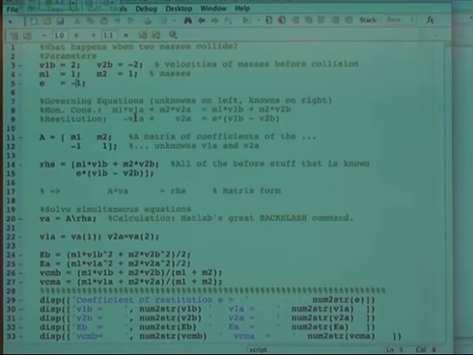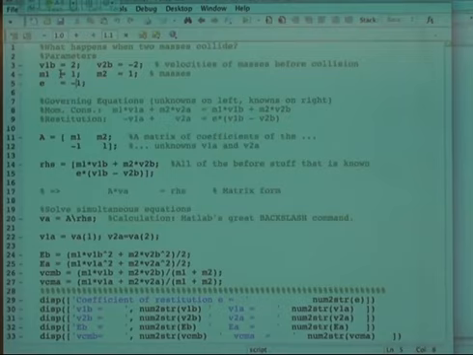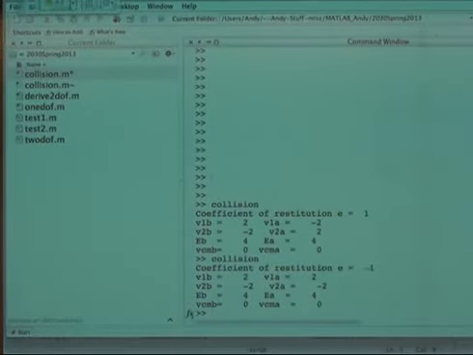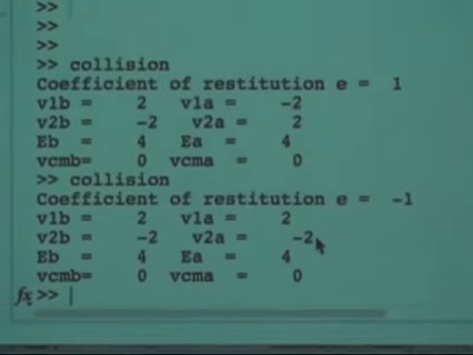Yes? It'll be like they didn't interact, they flew past. And you have it right too. So what happens is they just don't interact at all. They pass through each other. So let me run this code with this change in it and see what the output is. Here I've got coefficient of restitution is -1. The velocities before equal the velocities after.